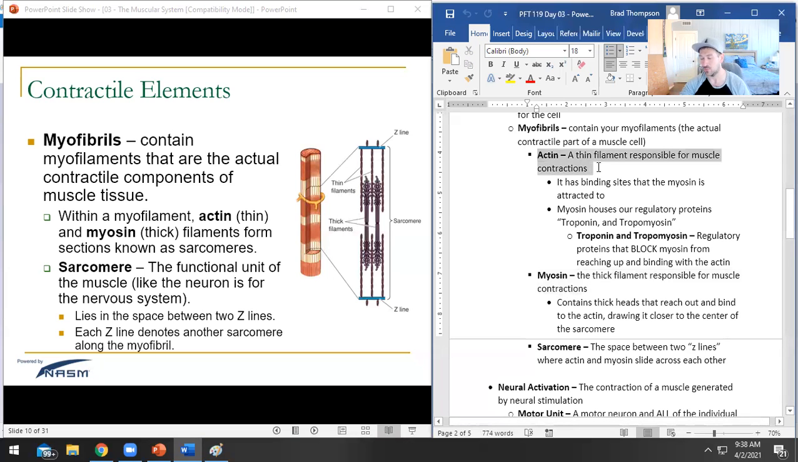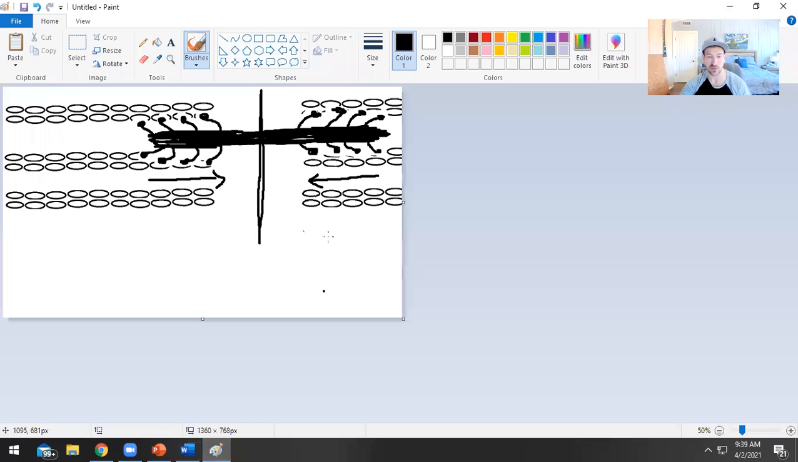because actin, which is the thin filament, has binding sites that myosin is attracted to. Myosin's going to reach up and bind that. It's got these thick heads that will reach out. They will bind to the actin, and they will draw it closer to the center. And the entire area where this happens, like what we drew right here, right? This entire area where this is occurring, that is referred to as your sarcomere.